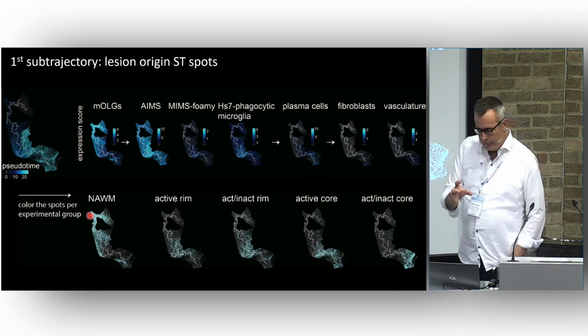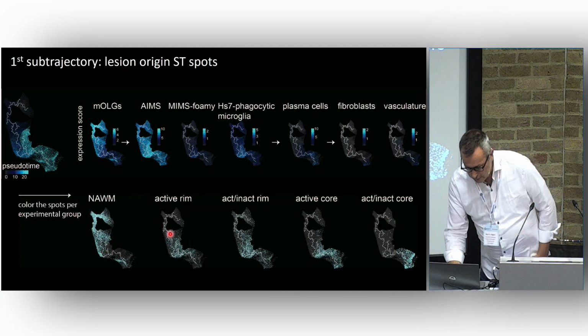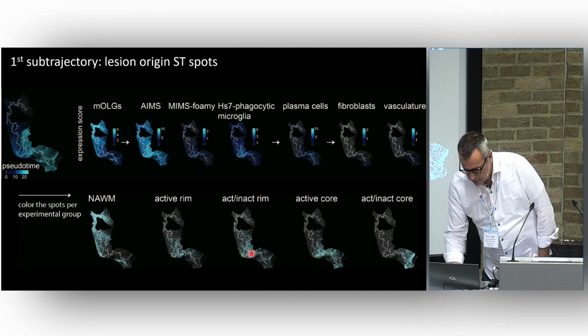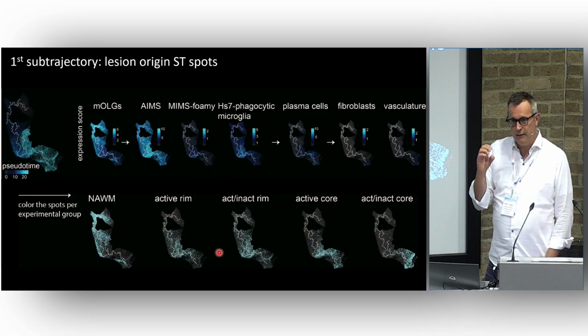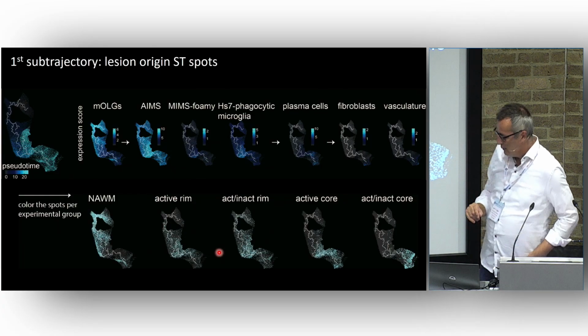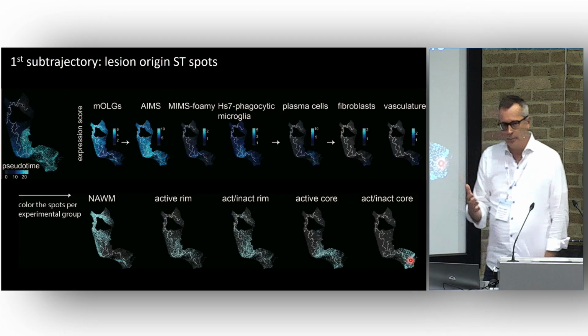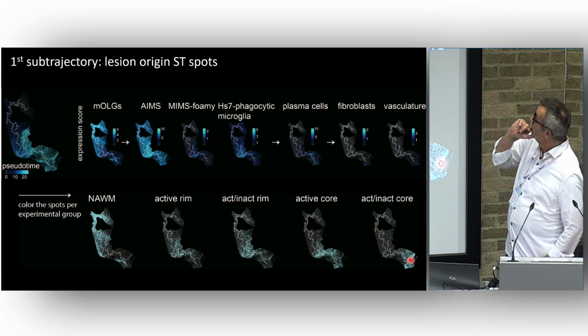But if you look at the rims, where all these microglia and astrocytes are enriched, they locate to the middle of the trajectory. That's exactly where we expect them to be. Activated microglia and astrocytes should be in the rim of these lesions, and that's where they are. And at the end, if you look at the core of an inactive or a mixed lesion, that's where you find your fibroblasts and your vasculature.